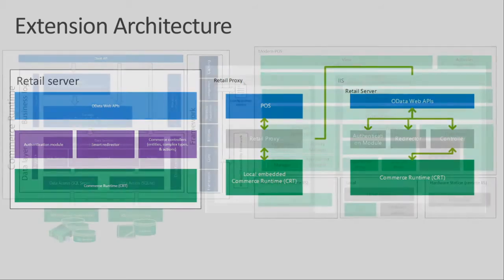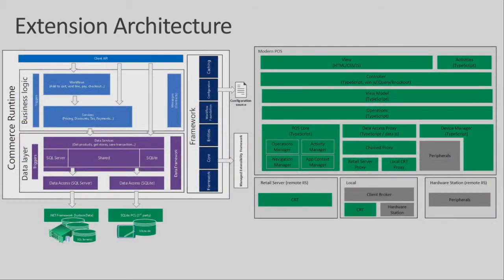Next I will explain a little bit about the CRT architecture, and then the POS architecture, the modern POS architecture. CRT has two main layers. One is the business logic layer and the other is the data layer. The data layer is the one which talks to the DB, for example, when you save something or when you read something. So we have different data services. For each one we created different views also.